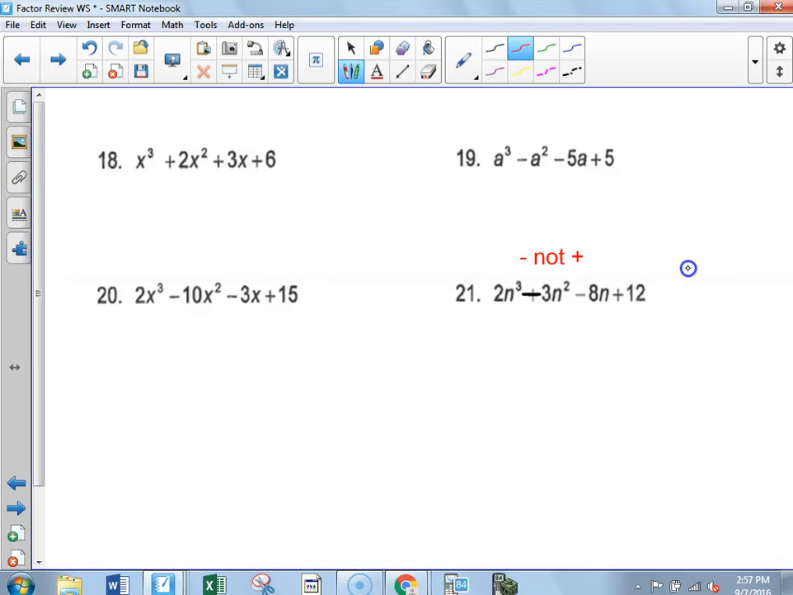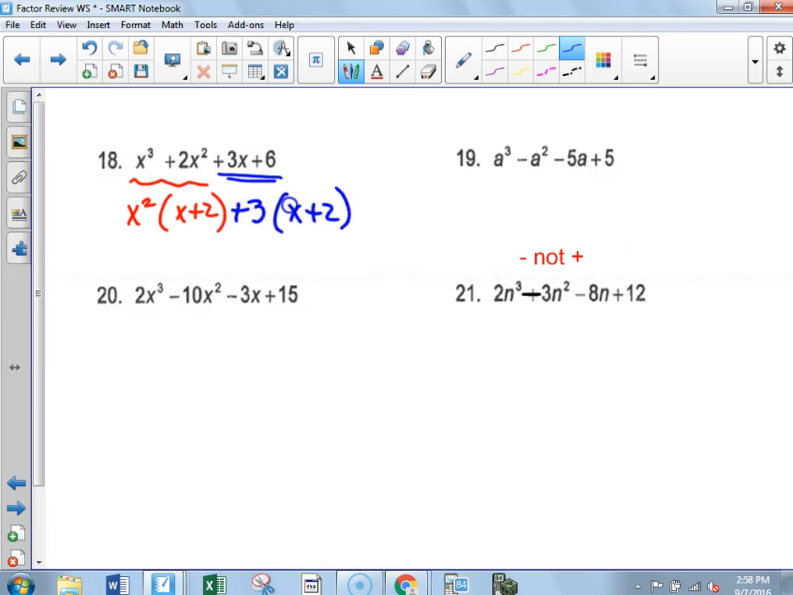18? Okay, what can I take out on 18? The first 2 terms, I can take out x squared, and x plus 2 is left. Then on the second set of 2, I can take out a plus 3, and left will be x plus 2. Then I can take out an x plus 2 out of both, and the leftovers will be x squared plus 3. And that doesn't go any further, right? Okay.